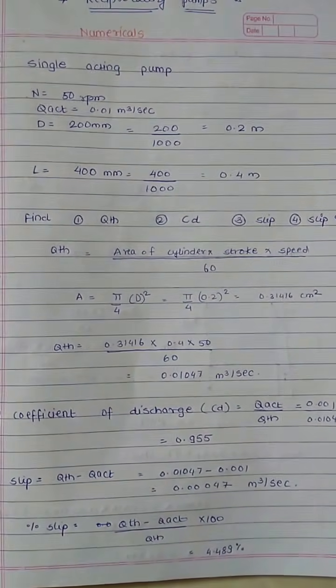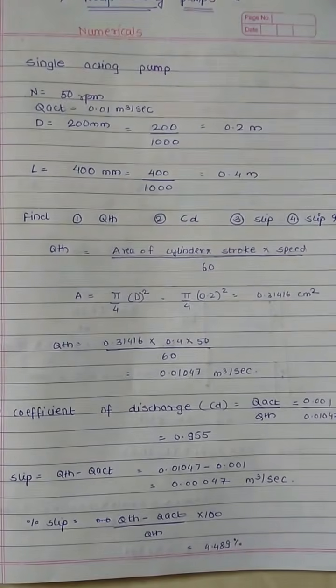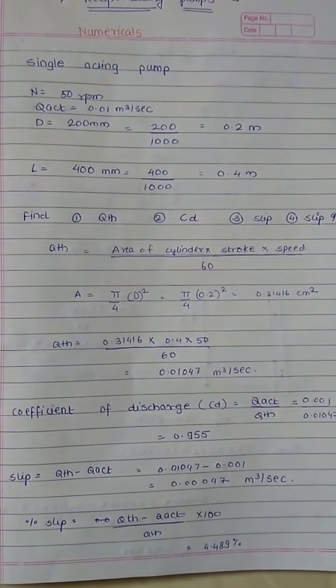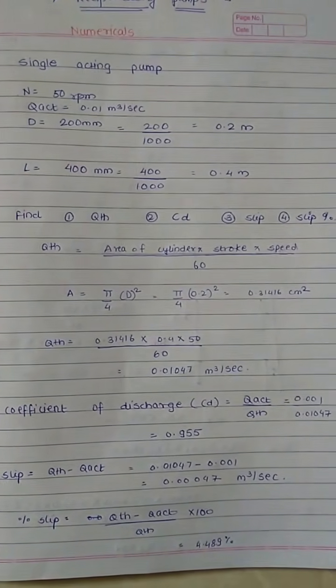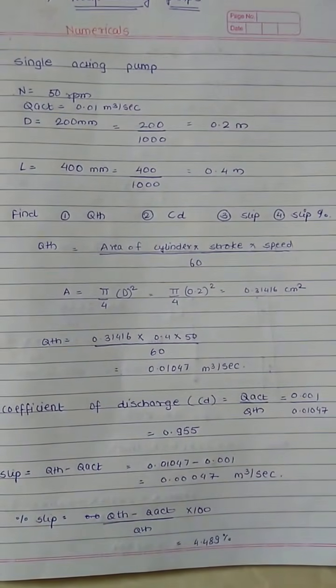So what is theoretical discharge? It is the ideal discharge which the pump should give without the losses at full efficiency. So the formula is ALN divided by 60. That is area into stroke into speed divided by 60. We get meter cube per second discharge.